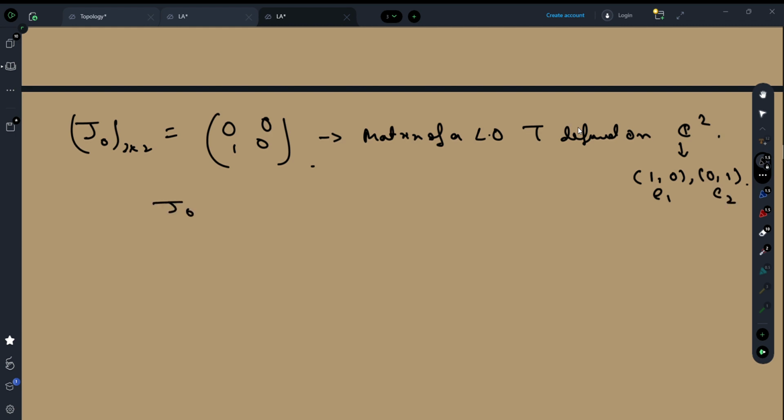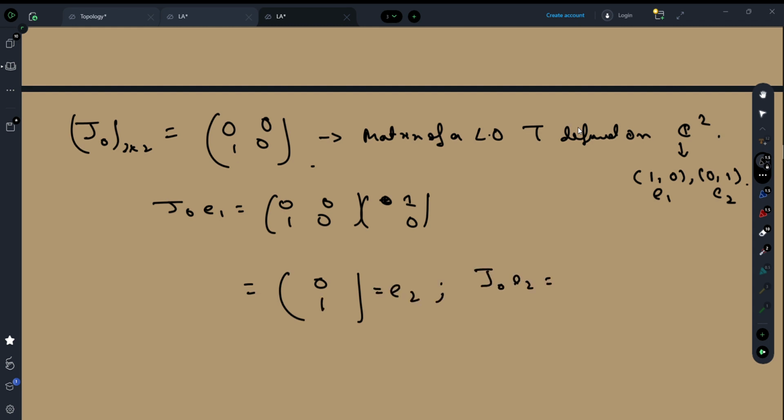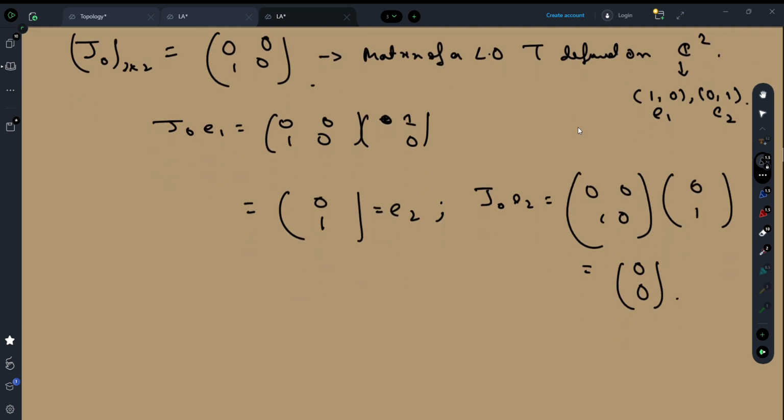How does J0 act on E1? J0 of E1 is the matrix 0 0 1 0 times the vector (1, 0). So what does it look like? The first element is 0, the second element is 1. It is exactly E2. And what is J0 acting on E2? It's the matrix 0 0 1 0 times (0, 1). We'll see that it comes out to be the 0 vector.